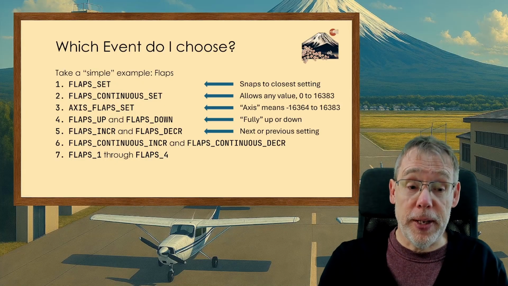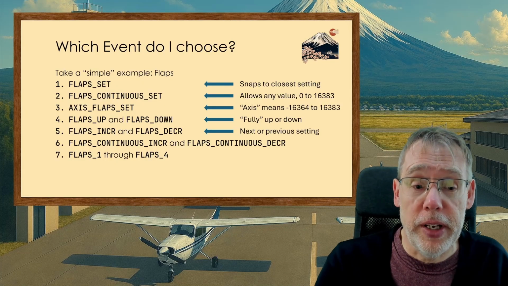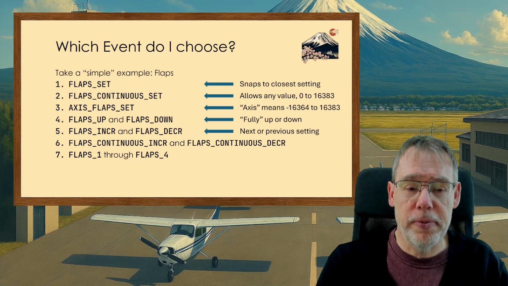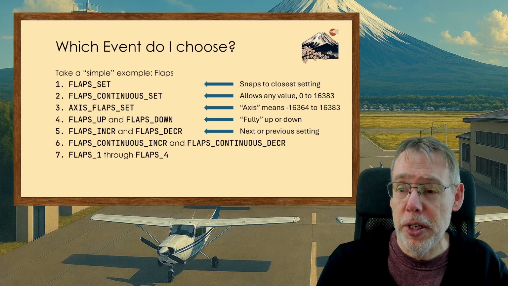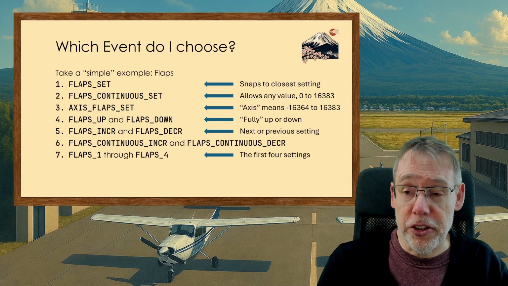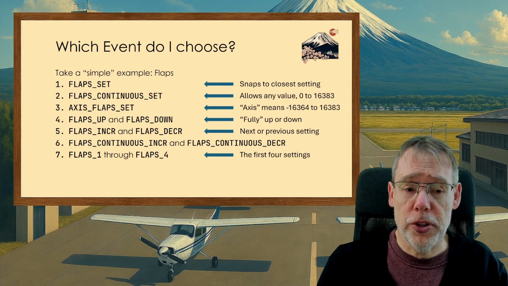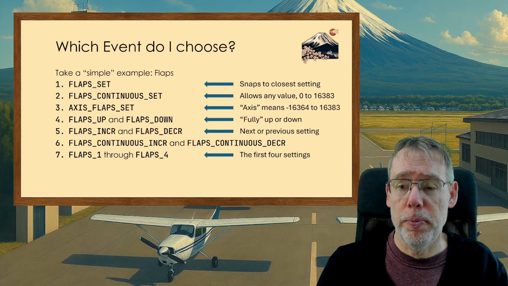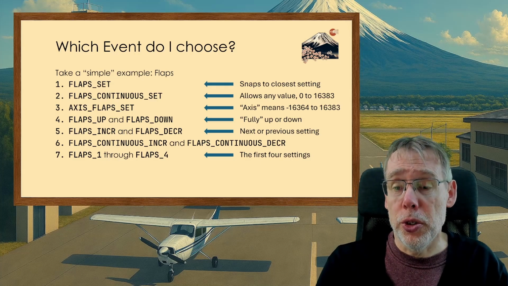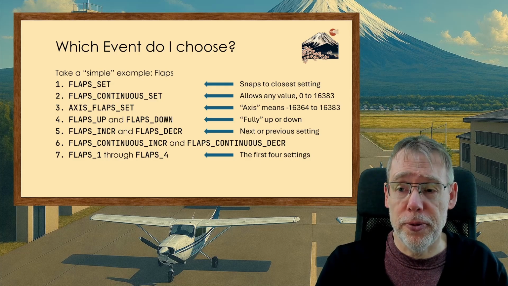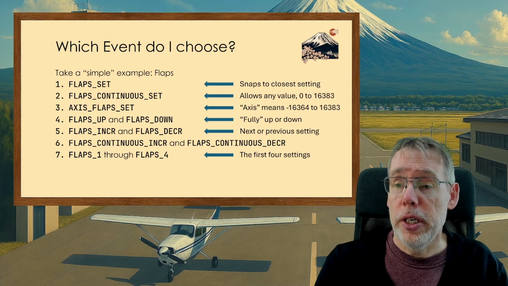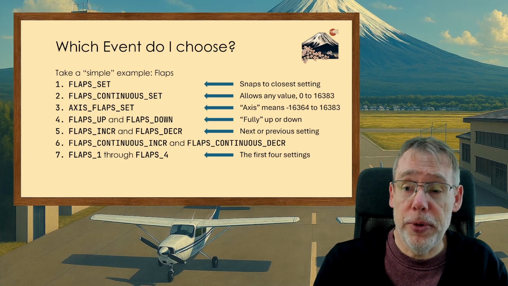Then we have flaps 1 through flaps 4. And this is not because we have potentially 4 flaps. It's the first 4 settings. Actually, I found out that flaps 4 was not recognized, so there might be a bit of a bug in 2024. But generally, you wouldn't use flaps 1 to flaps 4, but rather use increment, decrement, or up and down.